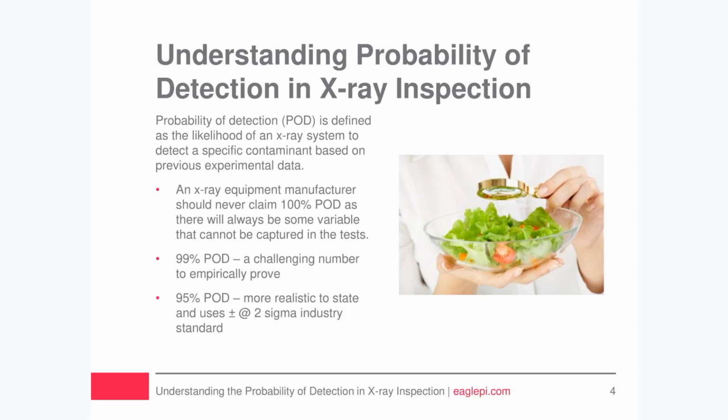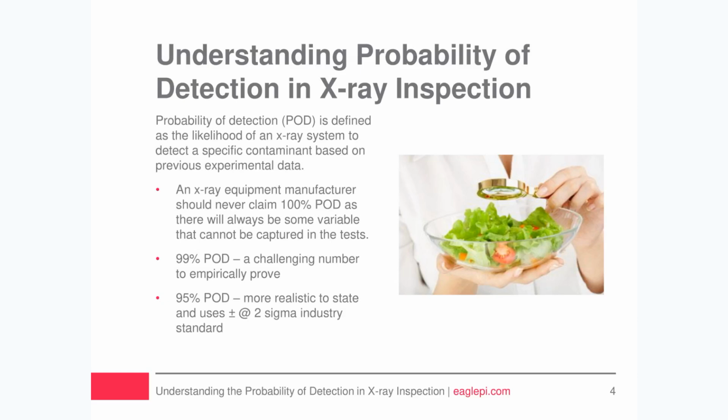This is because in order to claim that 99% POD, a manufacturer would need to have conducted a product test involving 10,000 samples and detected a specific contaminant each time, which is usually impractical due to the sheer amount of work involved. Based on a typical product trial within the X-ray industry, which involves 30, 50, or sometimes 100 passes of the customer's product, it is more realistic for an X-ray equipment manufacturer to state 95% POD.